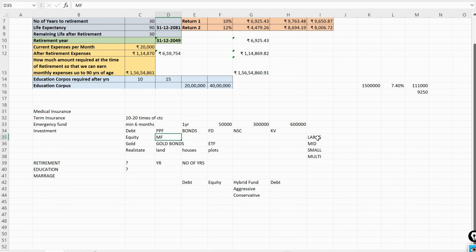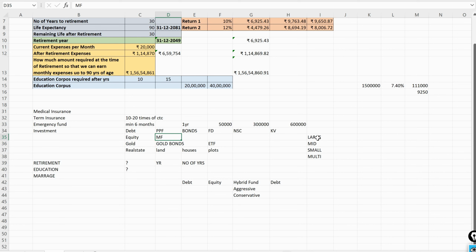If you don't have the knowledge, we should not go with direct investing in stock. We should go with mutual funds, because in a mutual fund we are paying the amount in SIP or a lump sum amount, and our fund is managed by a fund manager.